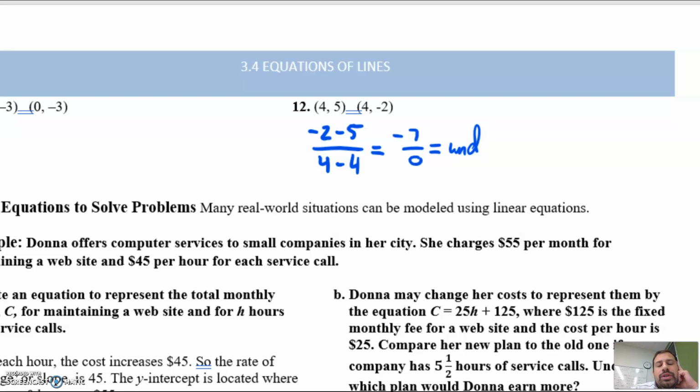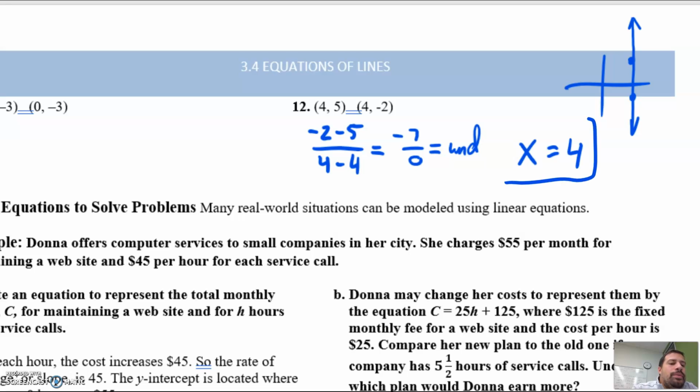So let's think about what this would look like. If I had a graph and I graphed my points, 4, 5 would be like here. 4, -2 would be right here. When you have a vertical line, as we do here, then the equation of that line is just going to be whatever x is equal to. In this case, x is equal to 4. So x is always 4. So this is a tricky one. The line would be x equals 4 because that's the vertical line here, okay? This is more of a challenge question, but if you were able to do that, that'd be awesome. If not, no big deal.